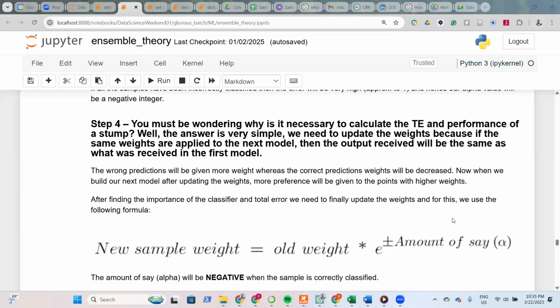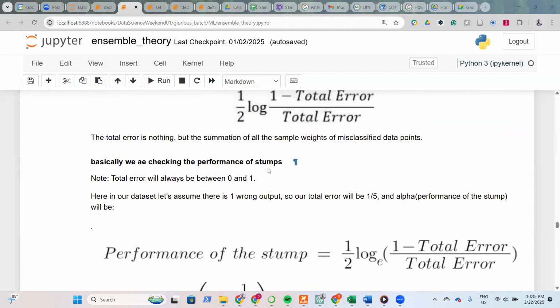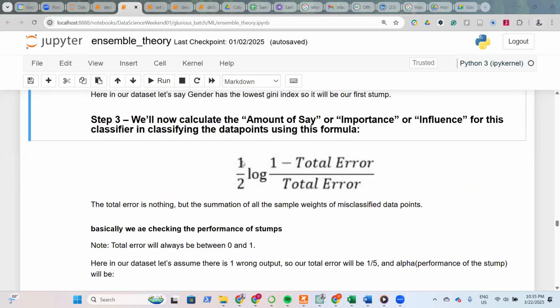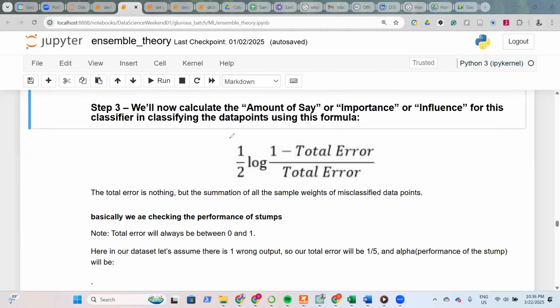Okay, let's go up. First of all, let's see what this alpha is and how it is calculated. That's what we call amount of say. What does it mean and how is it calculated? This is where we calculate the amount of say, or whatever you want to call it, alpha. So this is the formula. Here, you have half log 1 minus. The only thing that we don't know here is what we call the total error.